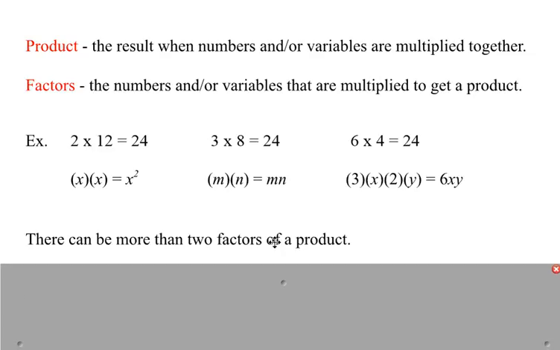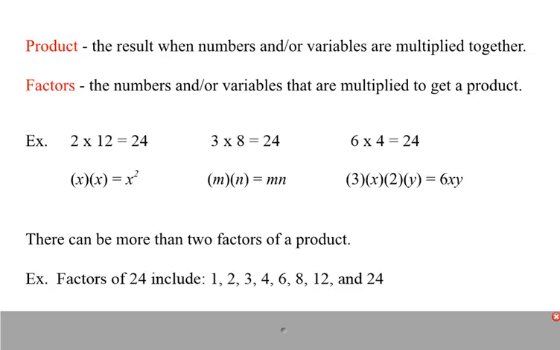These examples are showing us, at least the first 3 on top, that there can be more than just 2 factors of any product. Right? We see the number 24 as factors 2 and 12 and 3 and 8 and 6 and 4. Those are all factors of 24. And that's what I'm saying right here.